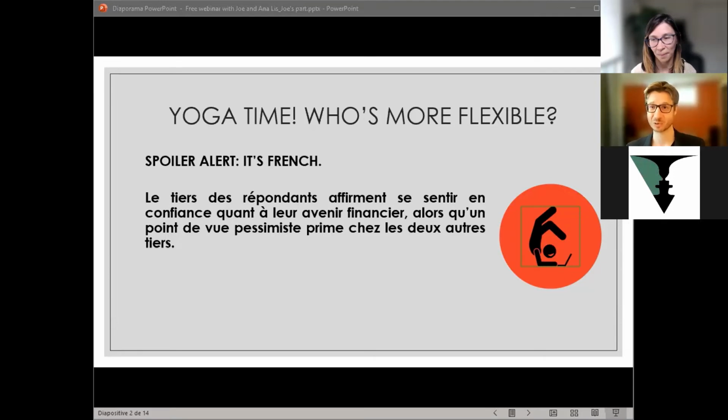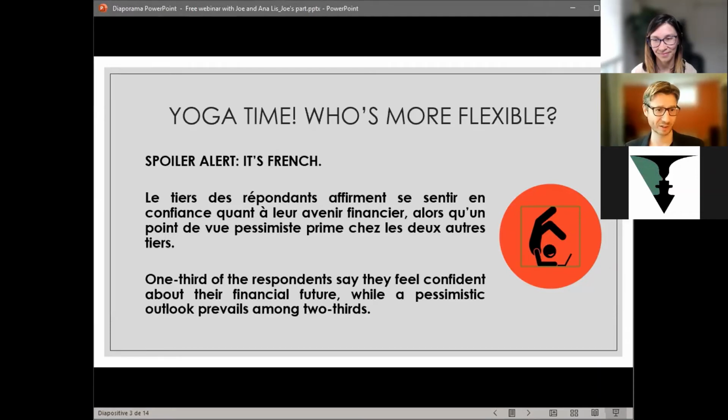And just to make this a little bit more concrete, I have a fun little challenge for you here. This was a text that maybe illustrates what I'm talking about in terms of the flexibility of our respective languages. So in French, we had le tiers des répondants affirment se sentir en confiance quant à leur avenir financier, alors qu'un point de vue pessimiste prime chez les deux autres tiers. Totally normal sentence in French, totally fine. And so the translator wrote: 1/3 of the respondents say they feel confident about their financial future, while a pessimistic outlook prevails among 2/3.